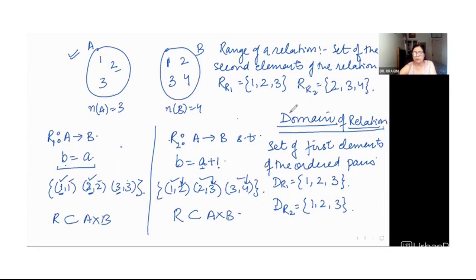Right? So this was the domain and range of a relation and how we form a relation. I hope the things are clear regarding relation.